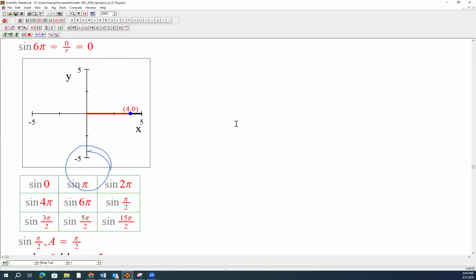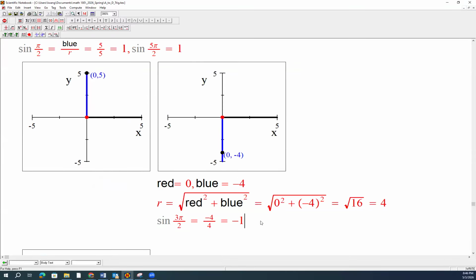So how about 15 pi over 2, right? Let me clean this up. What are we going to do with 15 pi over 2? We just have to figure out where the terminal is, right? So for sine 15 pi over 2, in order for us to conveniently measure, when we see the angle, A is 15 pi over 2.